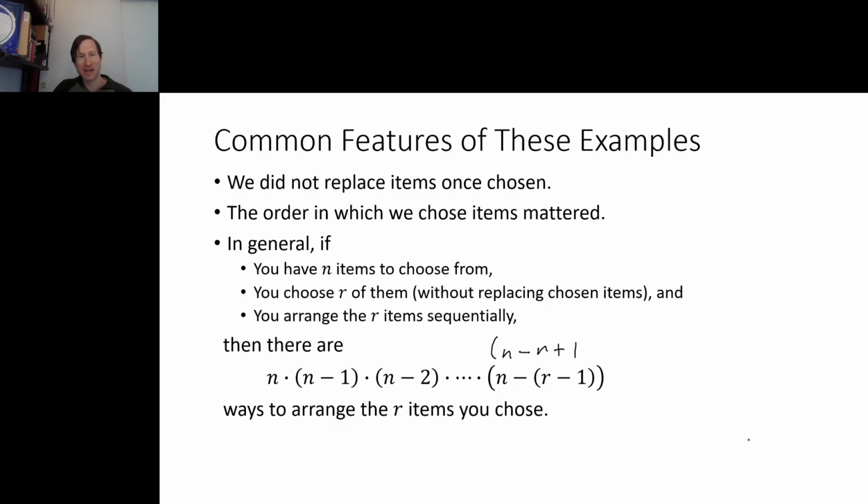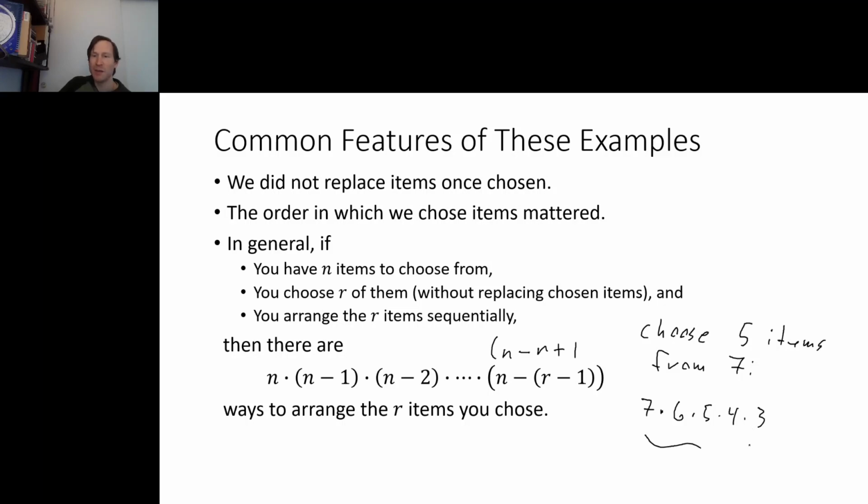So there are that many ways to arrange the r items that you've chosen. So for example, if you're going to choose 5 items from 7 possibilities, that would be 7 times 6 times 5 times 4 times 3, and then you stop when you have 5 things listed in this product. So 7 times 6 times 5 times 4 times 3 would be the result here.